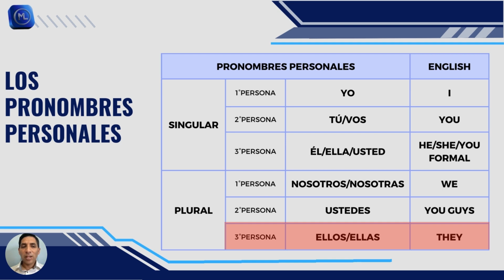So let's repeat together all of the personal pronouns. Yo, tú, vos, él, ella, usted, nosotros, nosotras, ustedes, ellos, ellas. Remember these ones and try to memorize them because we're going to use these ones a lot and you need them. You need to understand how they work in phrases. So, what is the difference with the pronouns in English and in Spanish?